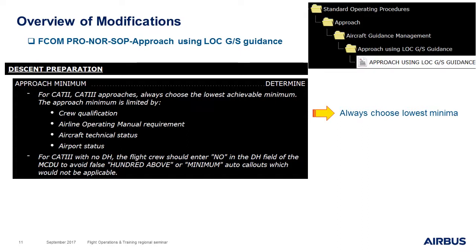These minima are based on the crew qualification, the airline operating manual requirement, the aircraft technical status, and the airport status. For CAT3 with no DH approach, you have to answer no in the DH field of the MCDU to avoid false 100 above or minimum auto callout.